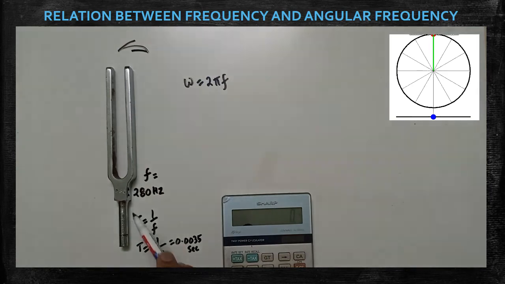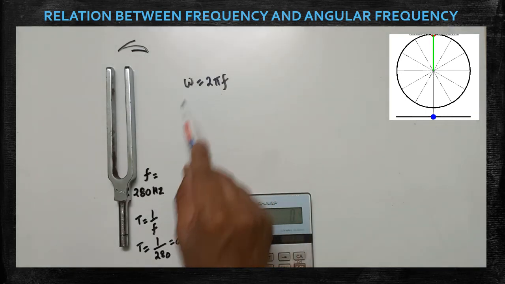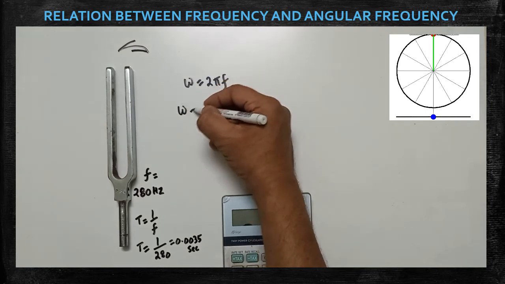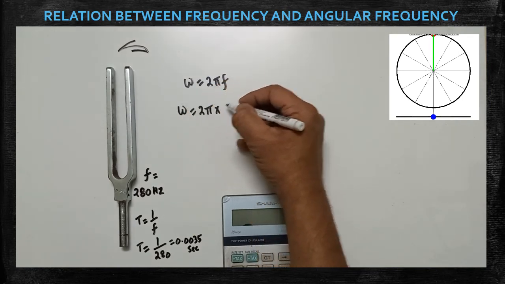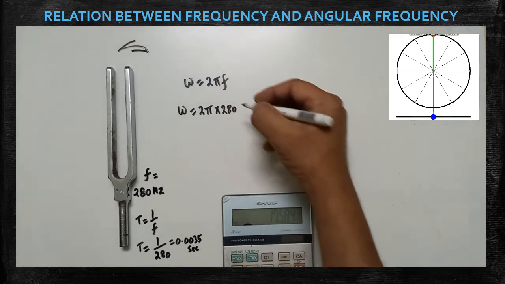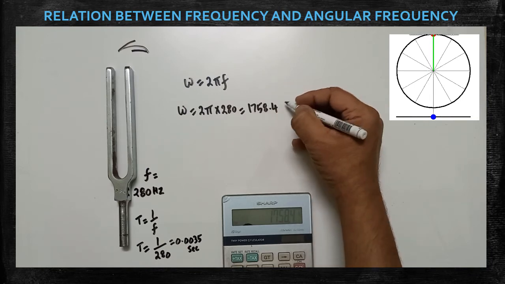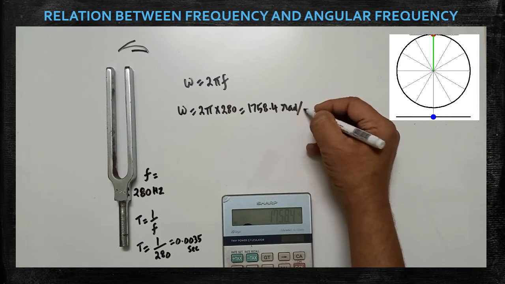So let us take this typical example. Here f is known. F value is 280 Hertz. By knowing the value of f, we are able to calculate angular frequency. So what to do? Omega is equal to 2 pi into 280. Substitute all the values here. Now I am going to calculate the angular frequency in this case. So 2 into 3.14 into 280 is equal to, what is the answer now? 1758.4 radian per second.